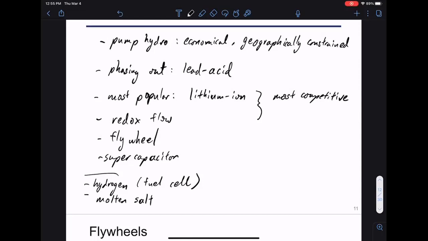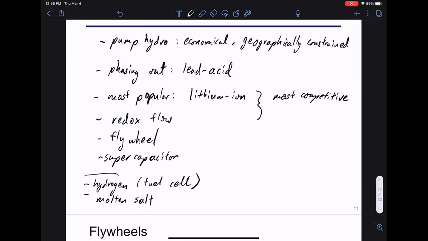Okay. All these are viable technologies. It's unclear which will win out at the end, or whether we'll have a mixture of these. There are definitely proponents for each of these. There are people who really believe in lithium ion, people who really believe in redox flow, flywheel, supercapacitor, fuel cell, and so on.